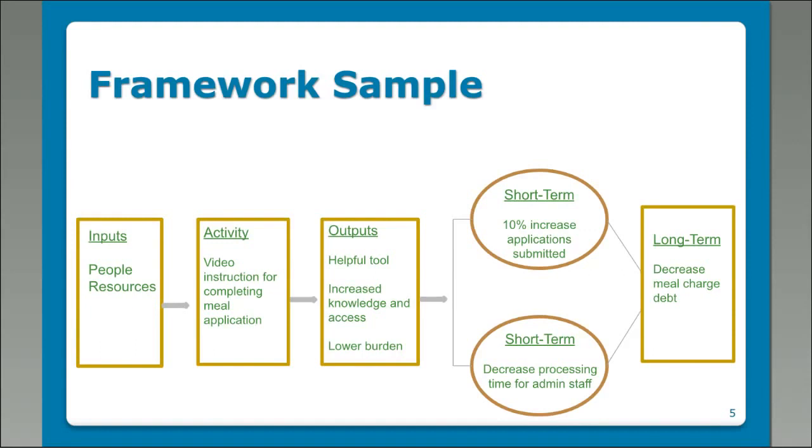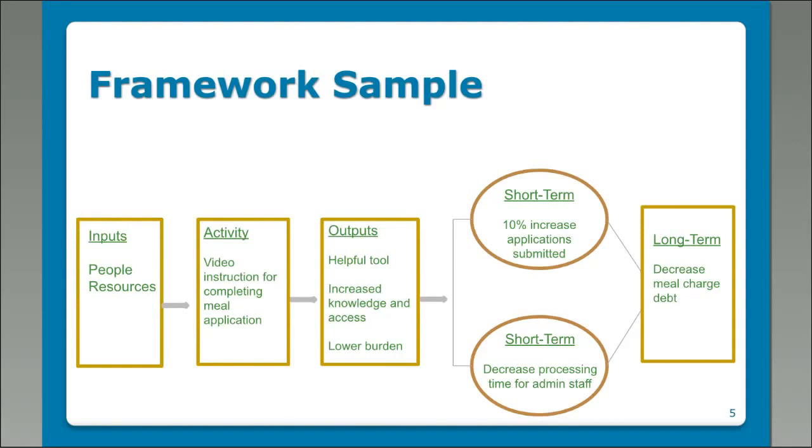The third box contains outputs from the activities performed. After a video is created to help assist households complete a meal application, the tool is now reusable. Knowledge about and access to meal applications has increased, and the burden is lowered on your administrative staff. The two ovals contain short-term goals. The first short-term goal states that this LEA is anticipating a 10% increase in meal applications submitted. And another goal for this LEA is to decrease meal application processing time, since more applications are expected to be submitted more complete and correct.